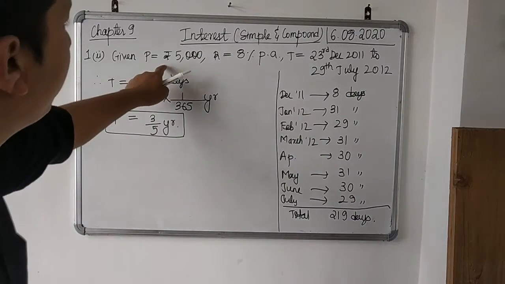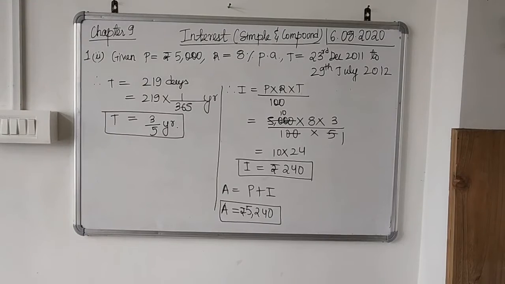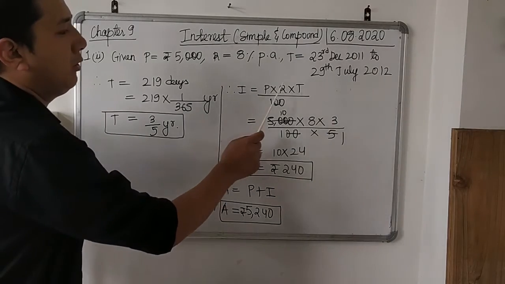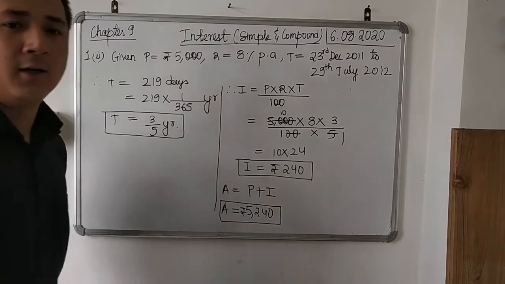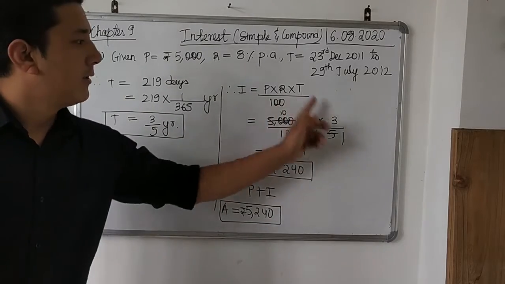So we got the value for T. Now it's easy for us to calculate the interest. All right, let us calculate the interest. So interest is given by P into R into T divided by 100. P is the principal, R is 8, time is 3 by 5.